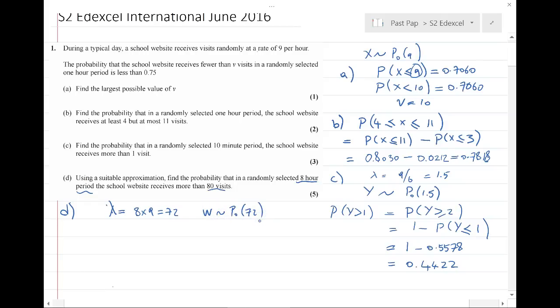Now that's not a number that's in the tables, not particularly easy to work with. And it says find the probability that there's more than 80. So let's say the probability that W is more than 80, which is equal to the probability that W is more than or equal to 81. Now we're going to use the normal distribution here. So the approximation for W will be the normal distribution with mean 72 and variance 72. Okay, standard deviation square root of 72 and variance 72.